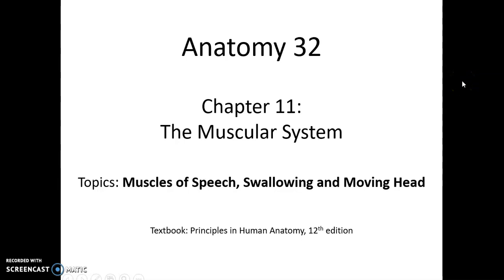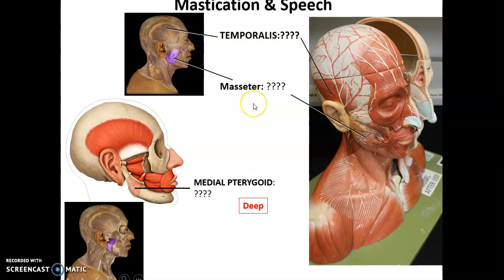Anatomy 32, Chapter 11, the Muscular System. Topics: muscles of speech, swallowing, and moving the head. So, mastication and speech. Mastication meaning, of course, chewing.